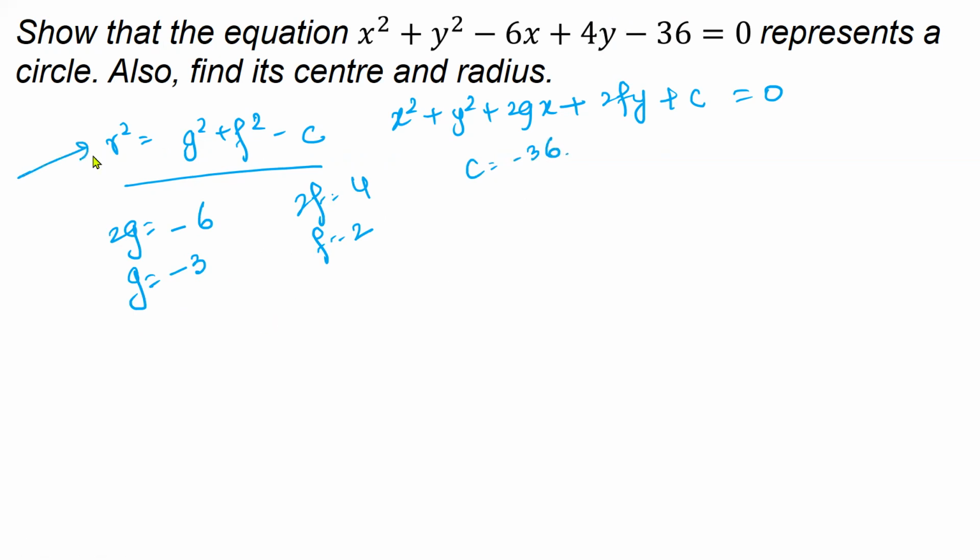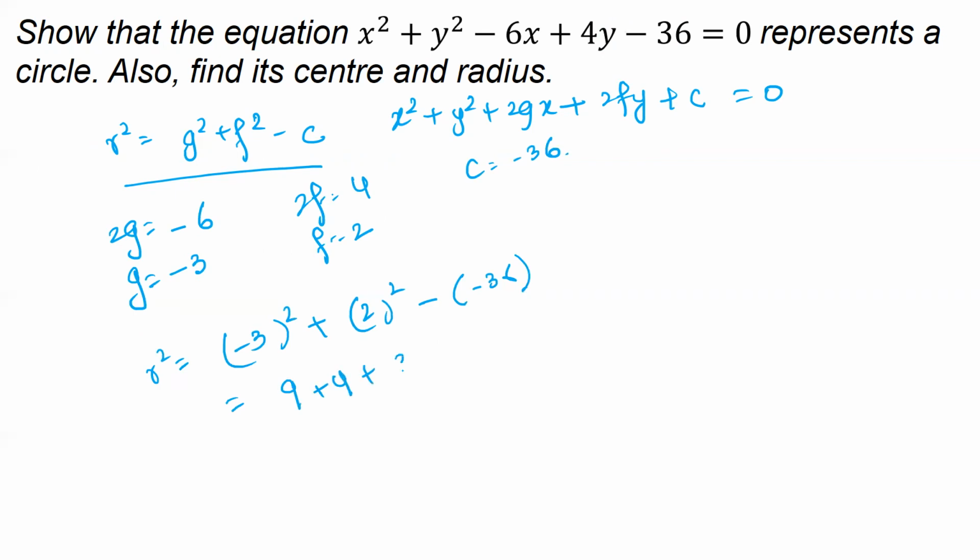Let's quickly put these down in here and see what happens to our r square. So r square is -3 the whole squared plus 2 the whole squared minus c, meaning minus of -36, which gives us 9 plus 4 plus 36. 36 plus 4 is 40, plus 9 is 49.